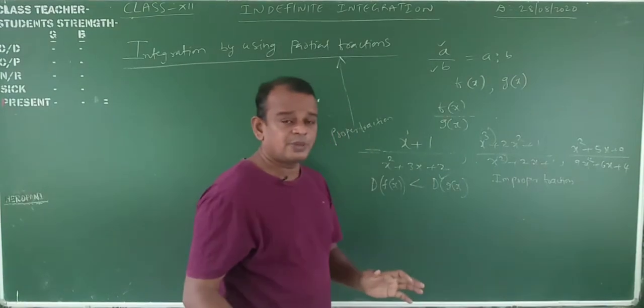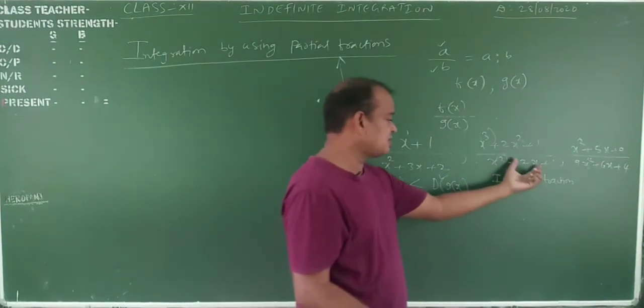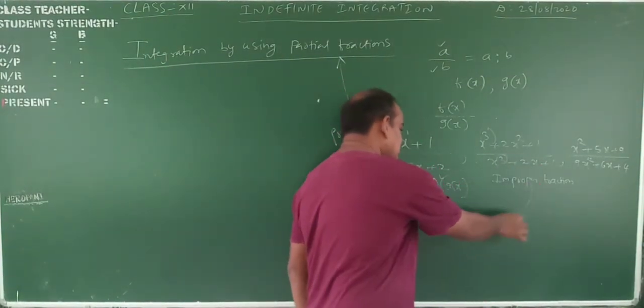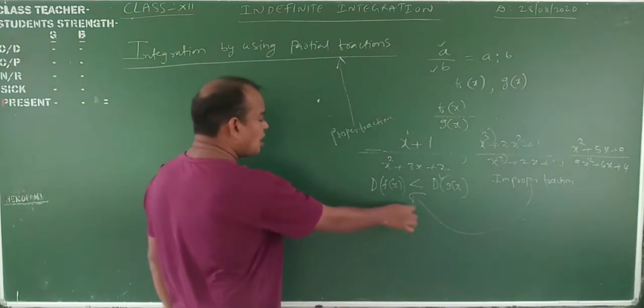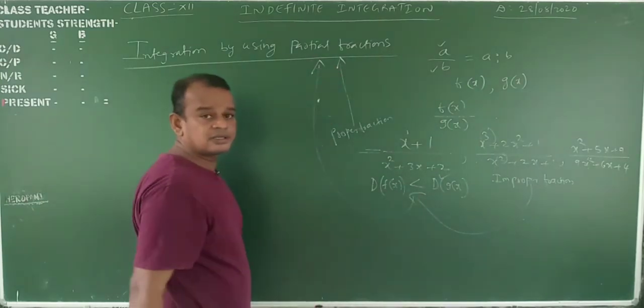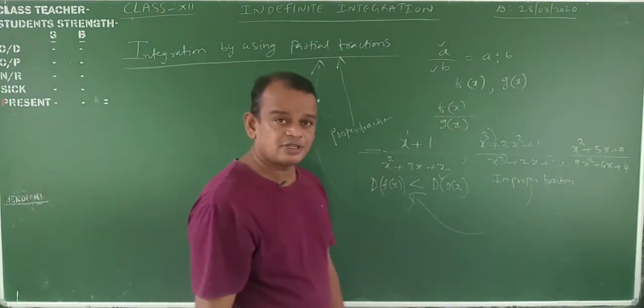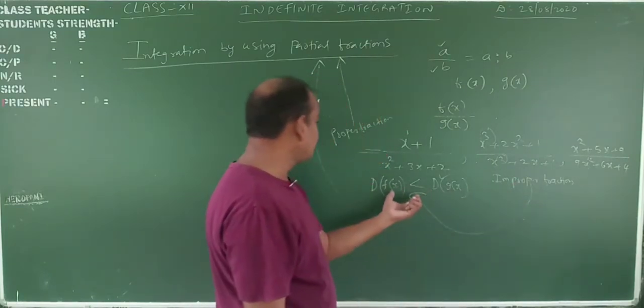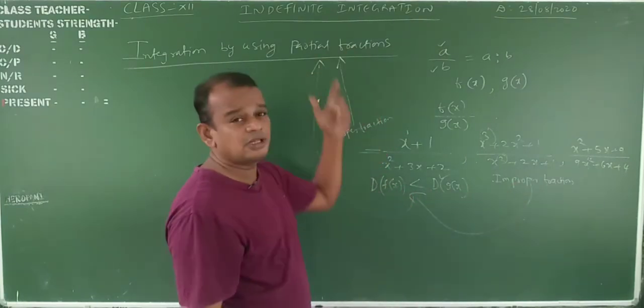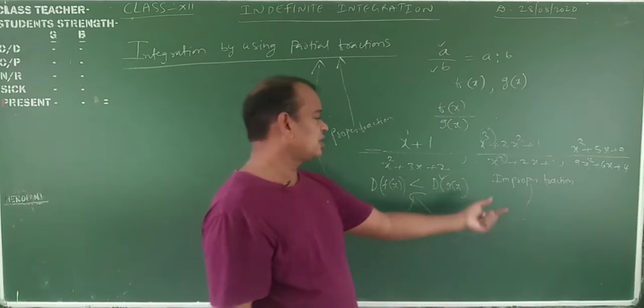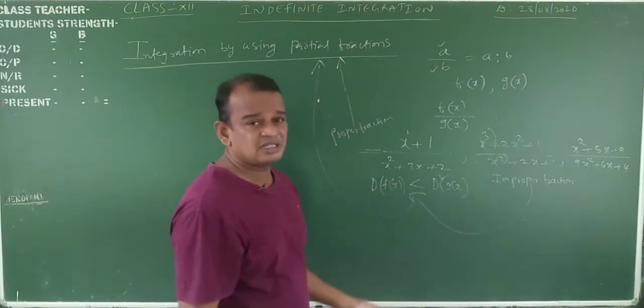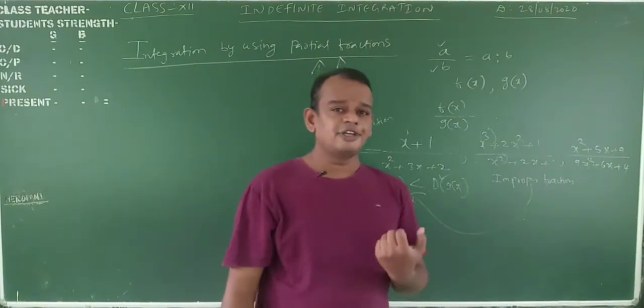For example, in the examination, if an improper fraction is given, we first convert it into a proper fraction, and after that into partial fractions. Okay, my dear students. Improper will be converted into proper, and proper will be converted into partial fractions. How to convert the improper into the proper? By the long division process.